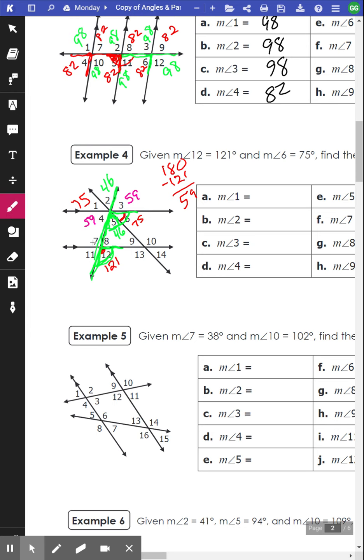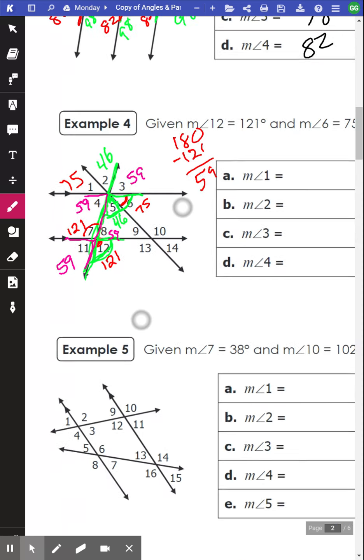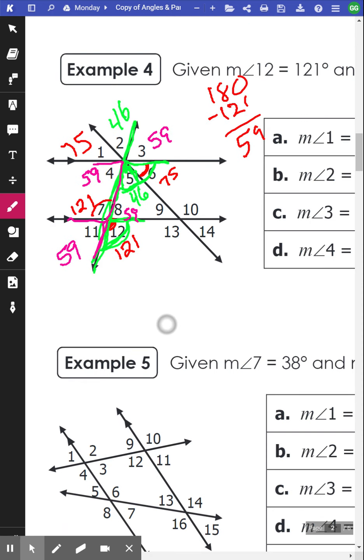Angle 7 and angle 12, those are vertical, so that's 121. We know that angle 4 and angle 11 are corresponding, so he's 59. And we found all those out. That means angle 8 is also 59. So how do we figure out 9, 10, and 13?